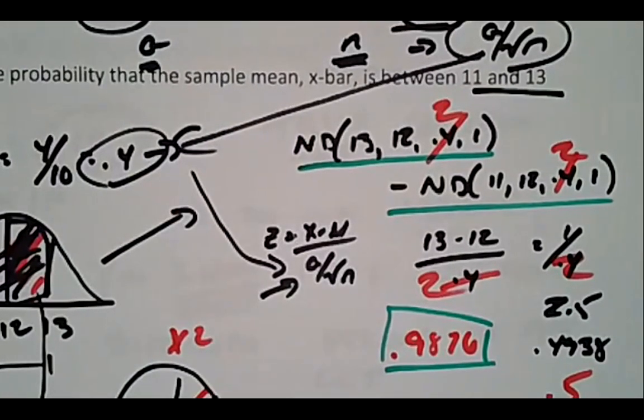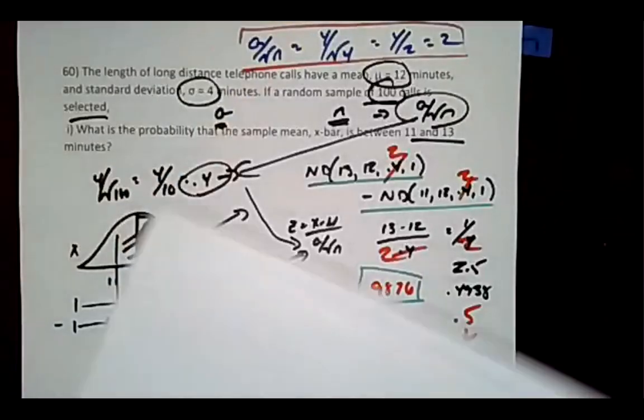So 0.1915 times 2 is 0.3830. So this is your answer. This is your new answer. This is your original answer. Okay. We're spending a lot of time on this problem, right? We've done all these subparts. Let's see why.